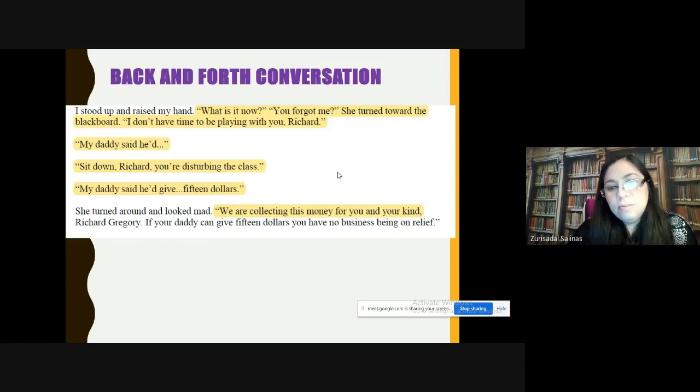Okay, so by allowing us to experience this moment through the dialogue, we can see the type of teacher he has and what she thinks about him. And she called him your kind, you and your kind, right? As kind of a put down. And of course, this is happening, I want to say, if I'm not mistaken, maybe in the 1930s.